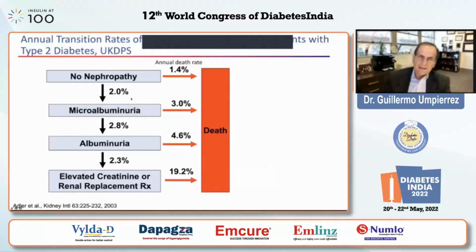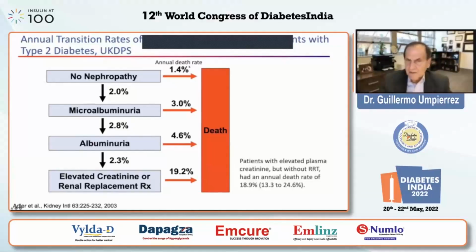This is data from the United Kingdom Prospective Diabetes Study, and it shows the progression with albuminuria and the rate of death in patients with diabetes. If you have no nephropathy, so you have a UACR less than 30 and a normal GFR more than 60, mortality is higher compared to non-diabetic patients. But look what happens when the patient develops microalbuminuria.